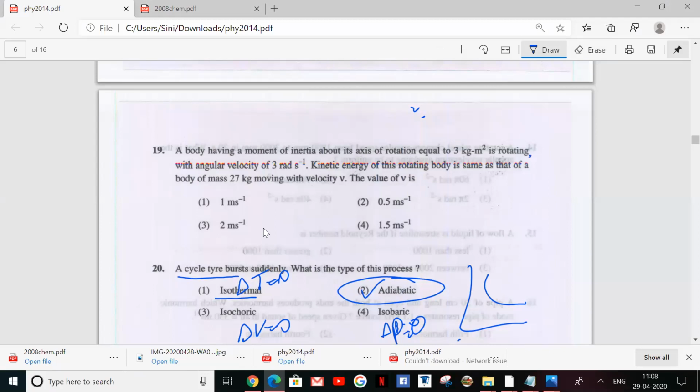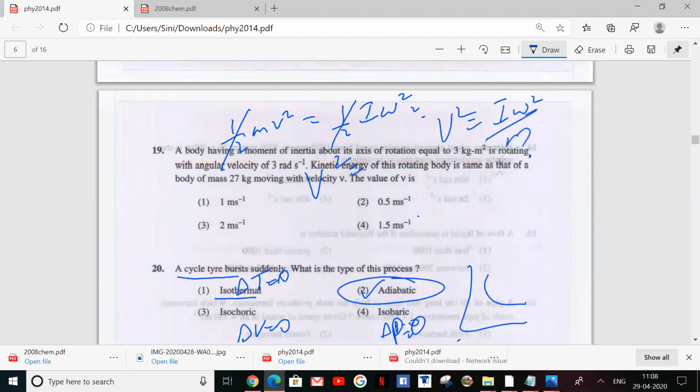So we should know the kinetic energy formula is half mv square. For a rotating body, with the moment of inertia, it is half I omega square. We should know this. Half and half get cancelled. We have to calculate v square. V square is equal to I omega square by m. I is given as 3, omega is given as 3, so 3 square by 27. Hardly 5 seconds it will take.